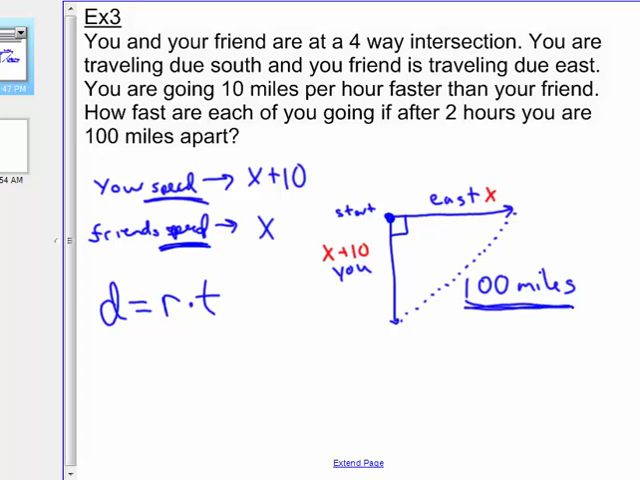So remember, distance is rate times time. So what do we know? We know the rate is x and x plus 10, but we don't know the time. Oh, what does it say? How fast are each of you going after 2 hours? So I'm going to plug in 2.